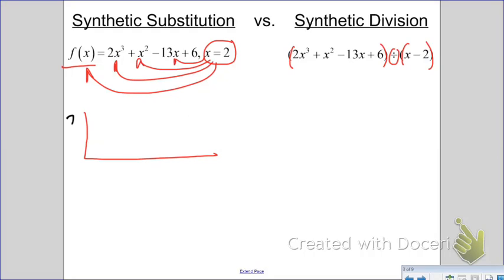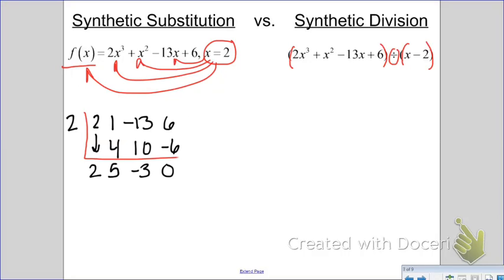We now know that the 2 goes on the outside, and then we list the coefficients: 2, 1, negative 13, and 6. We drop down the 2. 2 times 2 is 4. 4 plus 1 is 5. 2 times 5 is 10. Negative 13 plus 10 is negative 3. 2 times negative 3 is negative 6. And that equals 0.